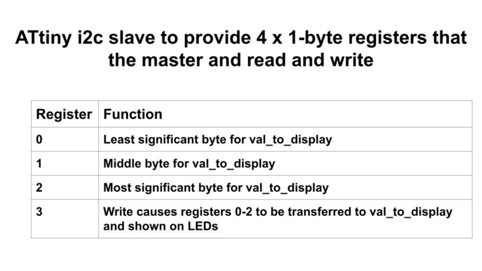The ATtiny I2C slave will implement 4 registers, each 1 byte wide. The first 3 registers hold the value to display on the LEDs. The last register is special. Any value written to it causes the LEDs to start displaying the value from the first 3 registers. As an example, to light only the first LED on the board, the I2C master writes 1 to register 0, zeros to registers 1 and 2, and then any value to register 3.